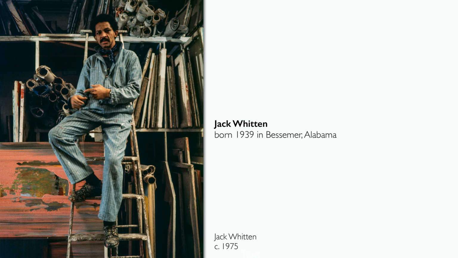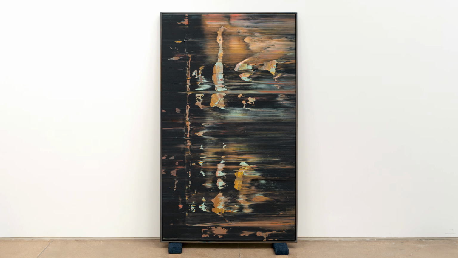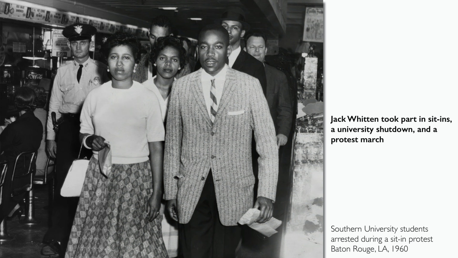Whitten was born in Bessemer, Alabama in 1939, and he didn't intend to be an artist until he traveled to Montgomery to hear Martin Luther King Jr. speak during the bus boycotts. And in 1960, Whitten attended Southern University in Baton Rouge, Louisiana, to study art. It was there where he's really thinking about how art is responsive to our environments and how we can have a degree of control. In 1960, he organized demonstrations in Baton Rouge where he was exposed to the violence of anti-Black racism and the Jim Crow South.